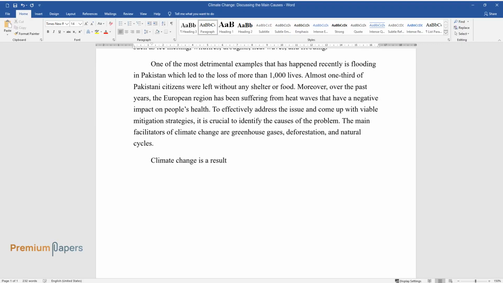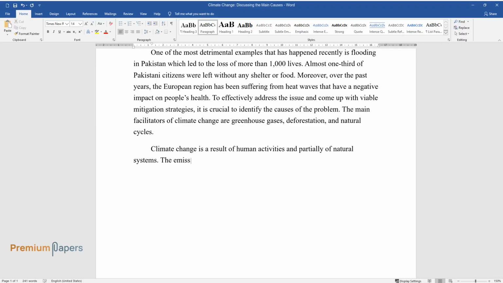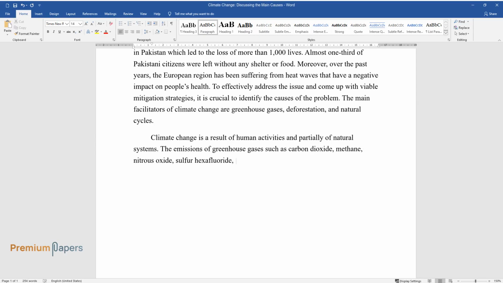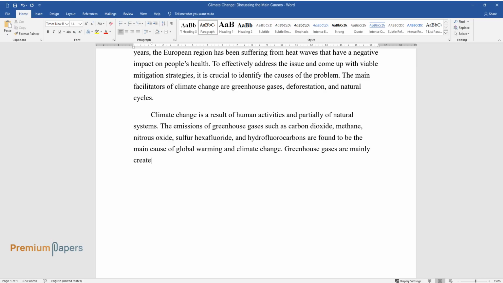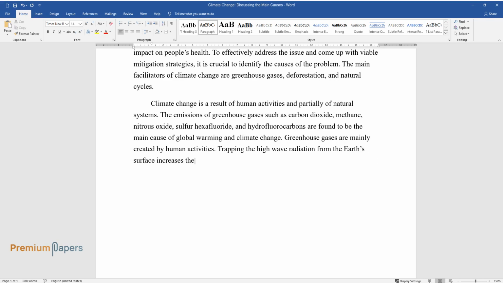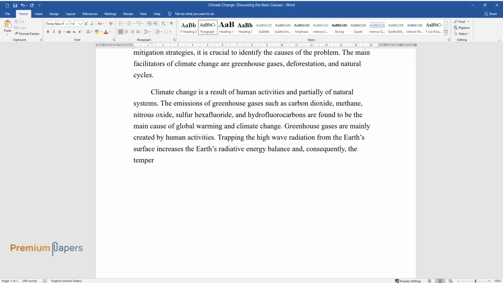Climate change is a result of human activities and partially of natural systems. The emissions of greenhouse gases such as carbon dioxide, methane, nitrous oxide, sulfur hexafluoride, and hydrofluorocarbons are found to be the main cause of global warming and climate change. Greenhouse gases are mainly created by human activities. Trapping the high-wave radiation from the Earth's surface increases the Earth's radiative energy balance and, consequently, the temperature.